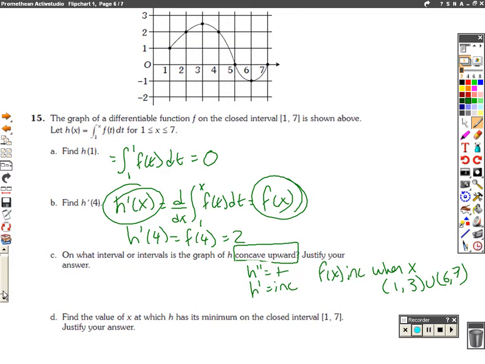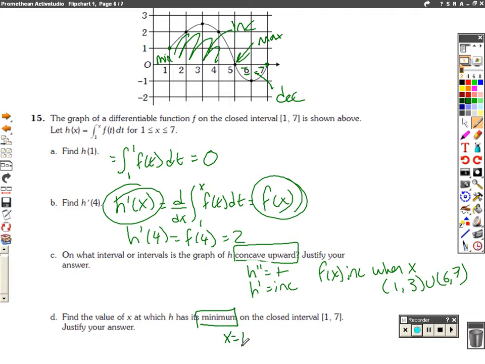And then find the value of x at which h has its minimum on the closed interval. Minimum is when the derivative goes from negative to positive, which is not here. This is a max because it's positive to negative. So our other suggestions are endpoints 1 and 7. And this is a min because directly to the right we increase, right? All of this is increasing, whereas all of this is decreasing. So which one's the minimum? The minimum is going to be x equals 1.